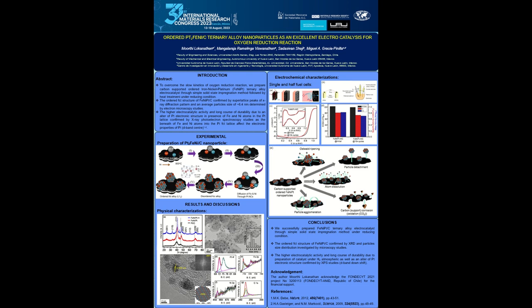If we use bare platinum, it is high cost and low availability. So we need to increase the activity as well as reduce the Pt content. So we are making Pt with low cost transition metal alloys. In these studies, we are preparing a platinum, Fe, nickel ternary alloy electrocatalyst through a simple solid state impregnation method followed by heat treatment under reducing atmosphere. Finally, we get an ordered FCT alloy with L10 phase.